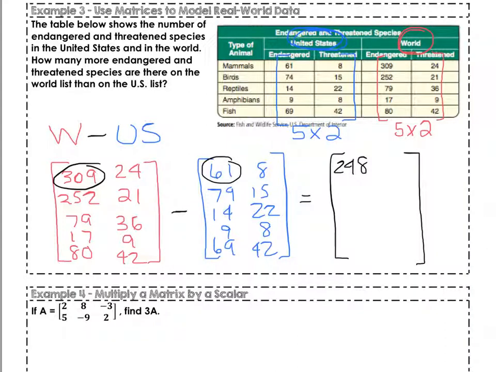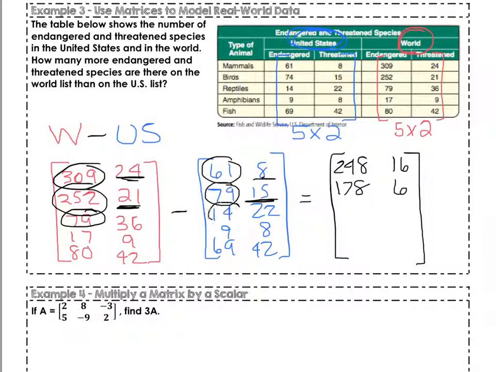248. And then we're going to have 24 minus 8. 24 minus 8 gets me 16. This represents the number of mammals, endangered and threatened, the difference between them. So then we're doing 252 minus 79. That gets me 178. We have 21 minus 15. That gets me 6. This row represents the number of endangered and the number of threatened birds.